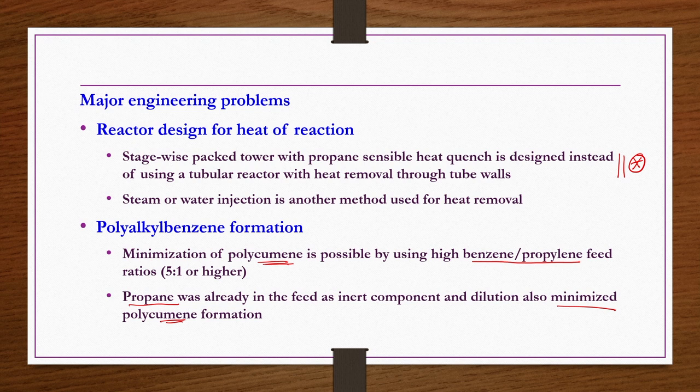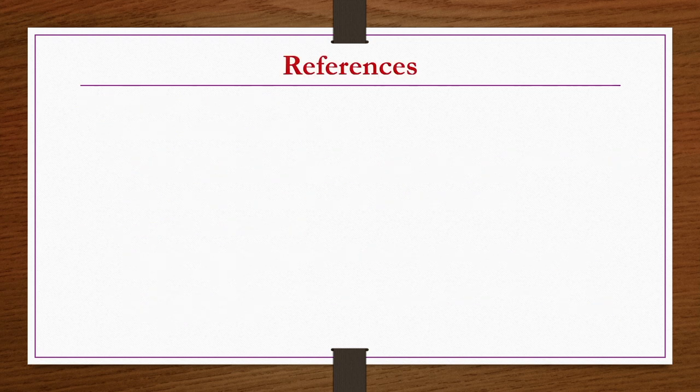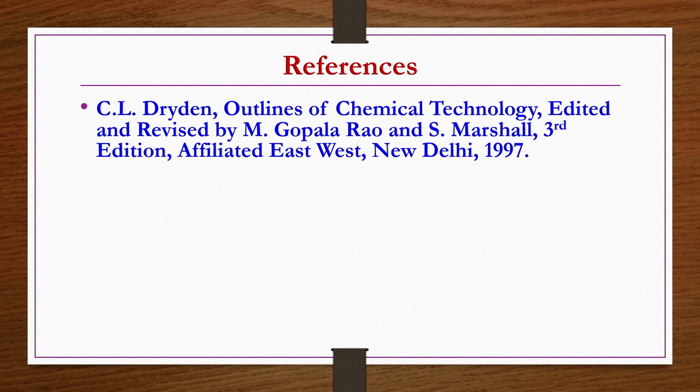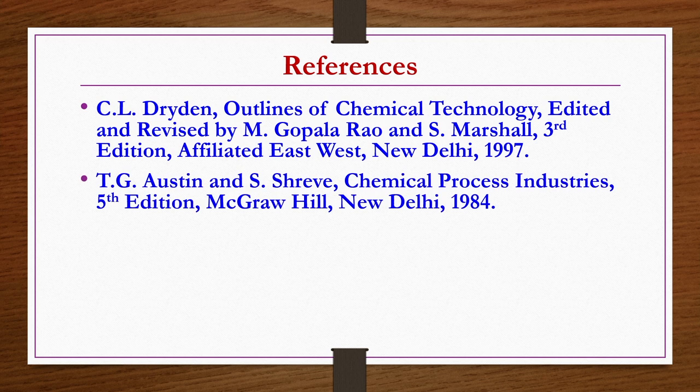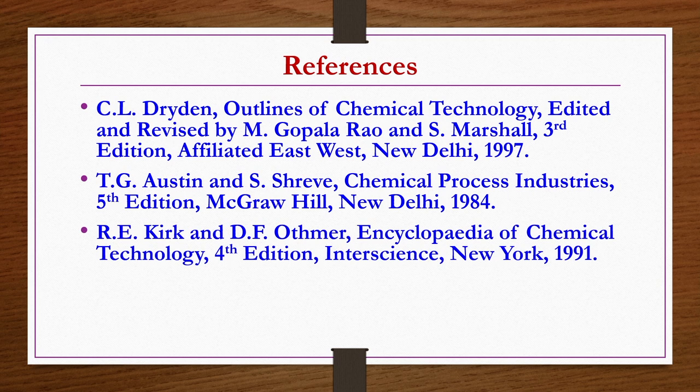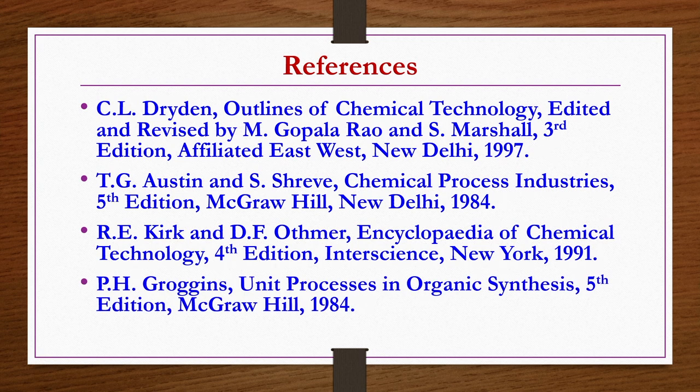The references for today's lecture are presented here. Outlines of Chemical Technology by Dryden, edited and revised by Gopal Rao and Marshall, 3rd edition. Chemical Process Industries by Austin and Shreve, 5th edition. Encyclopedia of Chemical Technology by Kirk and Othmer, 4th edition. Unit Processes in Organic Synthesis by Groggins, 5th edition.